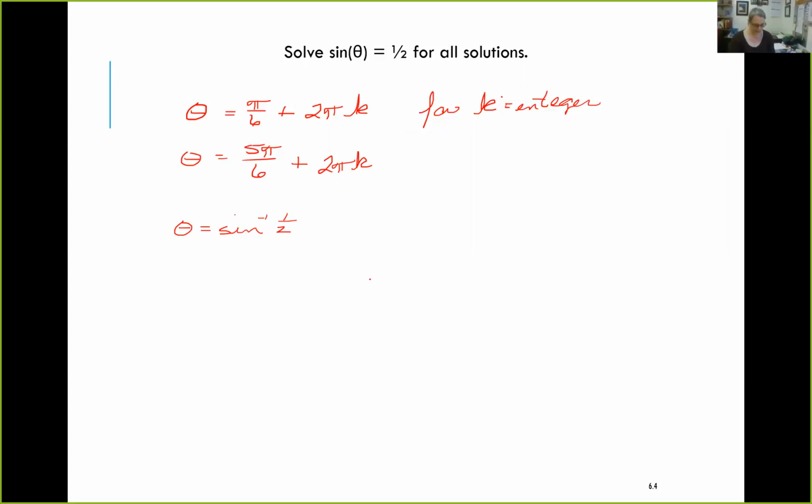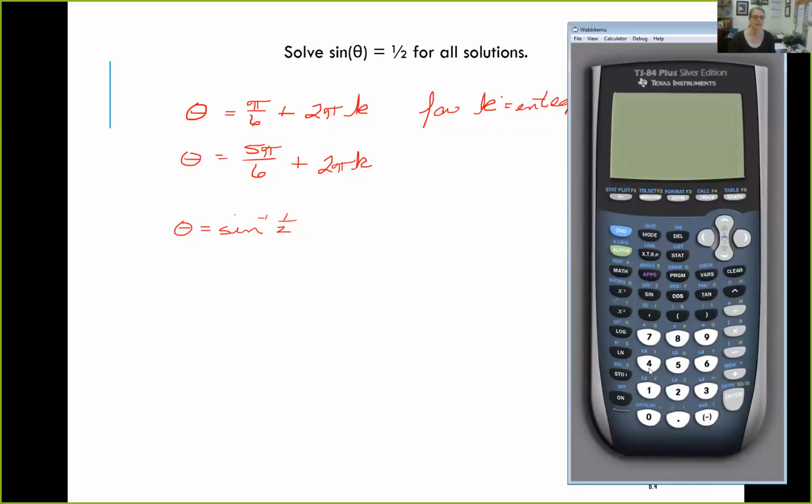And you may be tempted to say, well, my calculator can do that. And yes, your calculator can. And your calculator can even give you answers in radians, if you change your mode from degrees to radians. And let's see what happens if we put in the inverse sine of 1/2. I get 0.5235. Well, that's not helpful. Now is it?